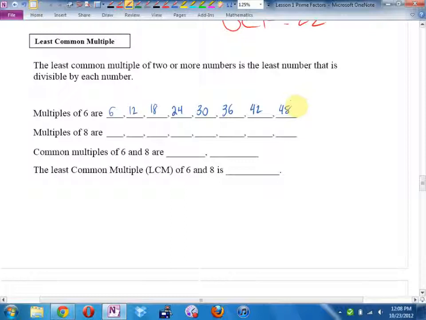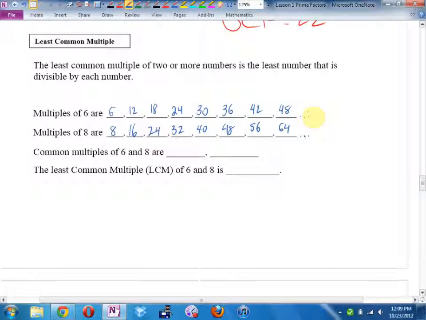Oh, multiples of 8. Well, what's the first one? 8, 16, 24, 32, 40, 48, 56, 64, and it keeps going. I'll even put ... at the end of each of those to remind myself that it goes forever.